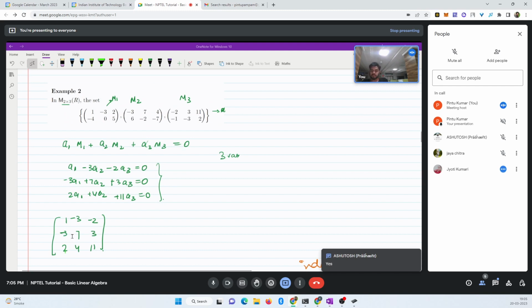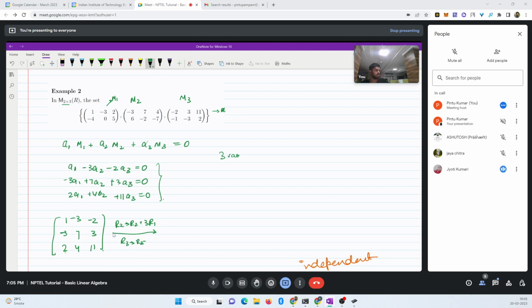So we had this thing. We want to make these two entries 0. So we can go the usual way. We can take R2 as R2 plus 3 times R1 and R3 as R3.